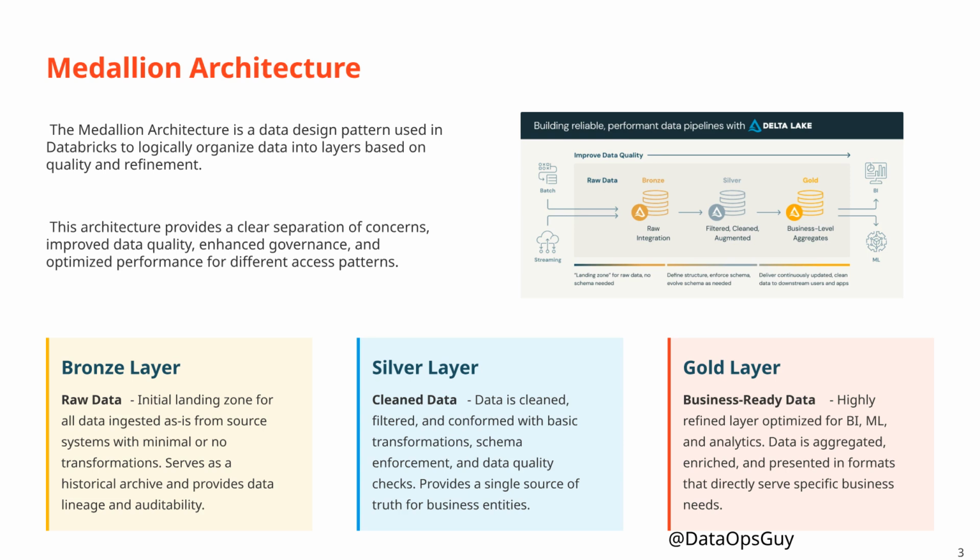The gold layer represents the final, highly refined data optimized for business intelligence, machine learning, and advanced analytics. Data in this layer is aggregated, enriched, and presented in formats that directly serve specific business needs. The advantages of this architecture include improved data quality as data progresses through layers, enhanced data governance with clear separation of concerns, flexibility for schema evolution, performance optimization for different access patterns, and auditability through the preserved raw bronze layer.